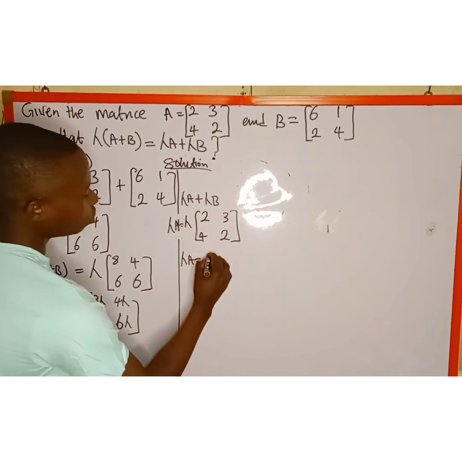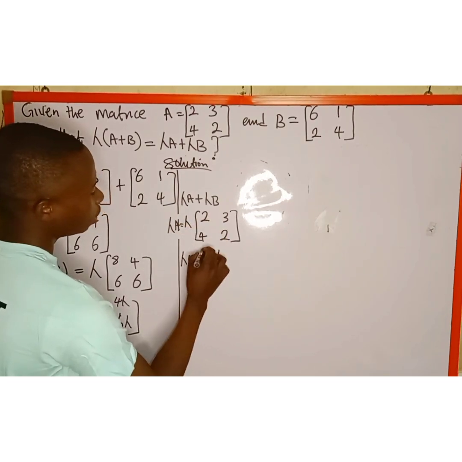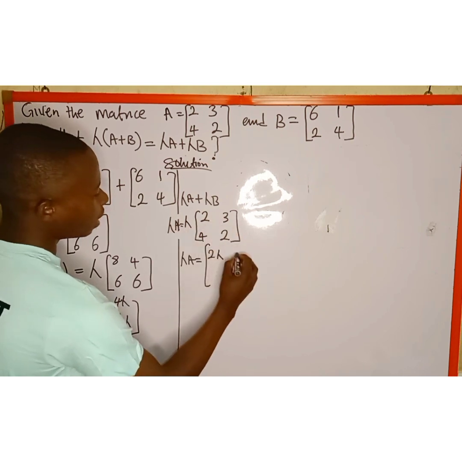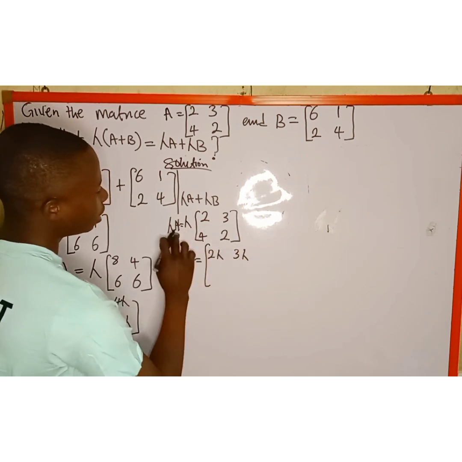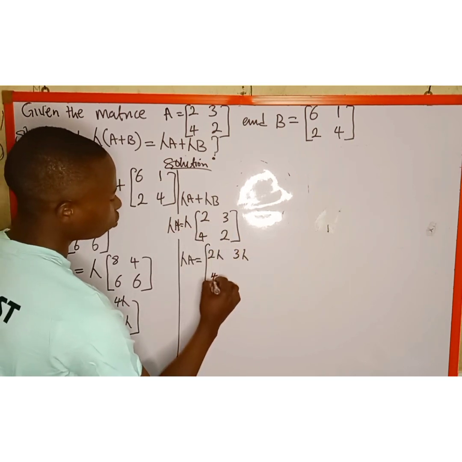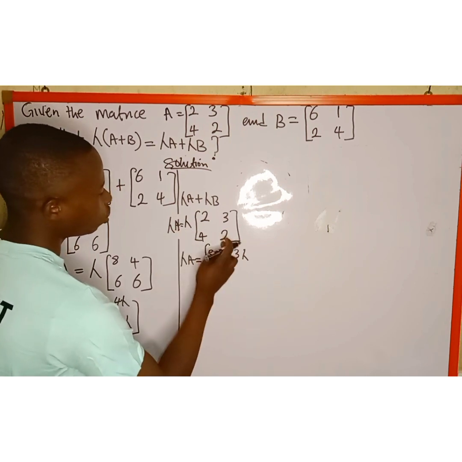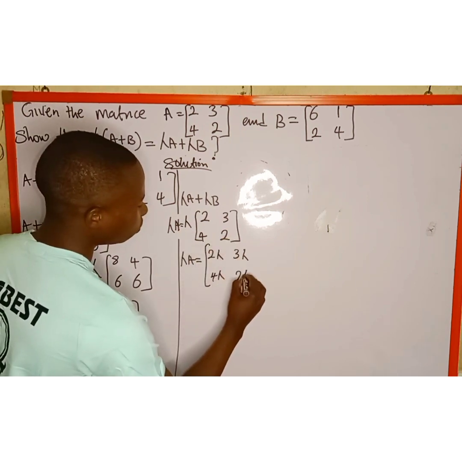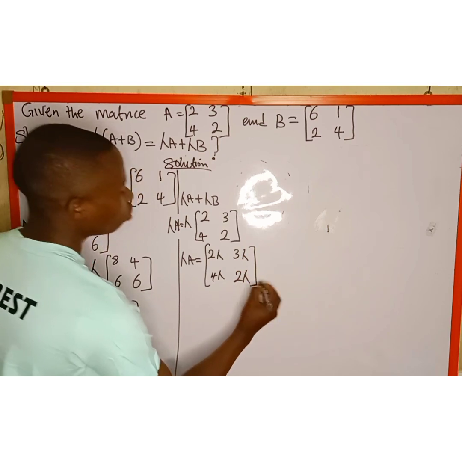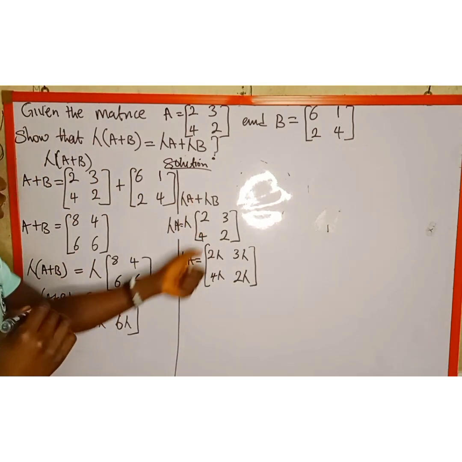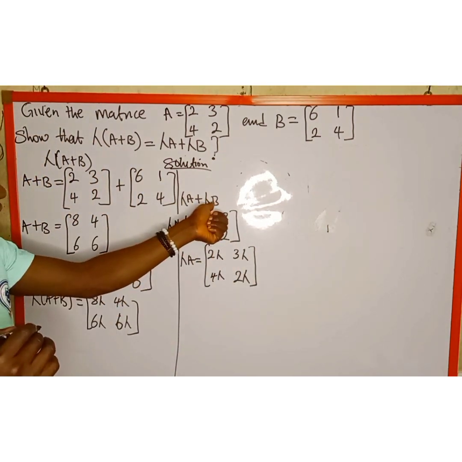lambda multiplied by 2 gives me 2 lambda. Then lambda multiplied by 3 gives me 3 lambda. Then lambda multiplied by 4 will be 4 lambda. Then lambda multiplied by 2 will also give me 2 lambda. So we have evaluated lambda A. Now let us evaluate the value of lambda B.